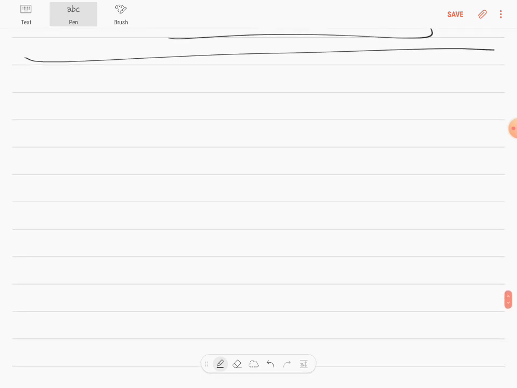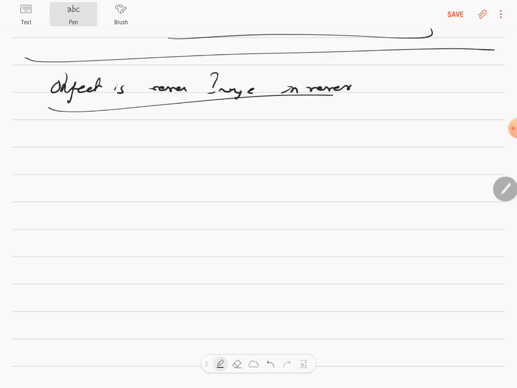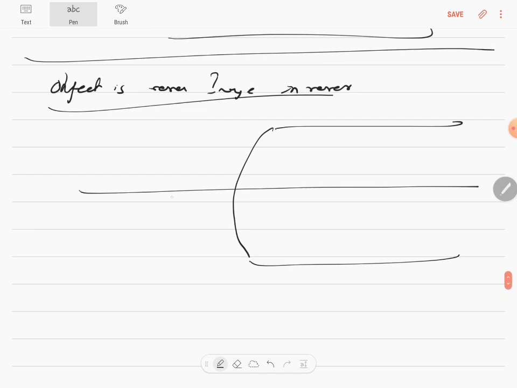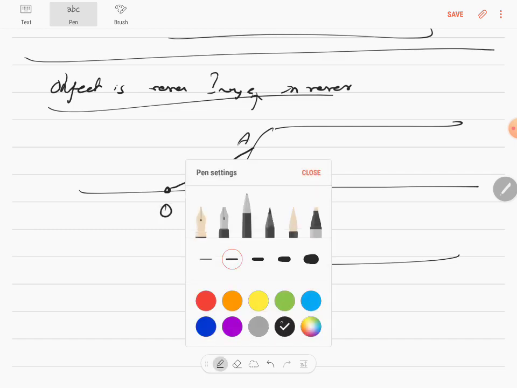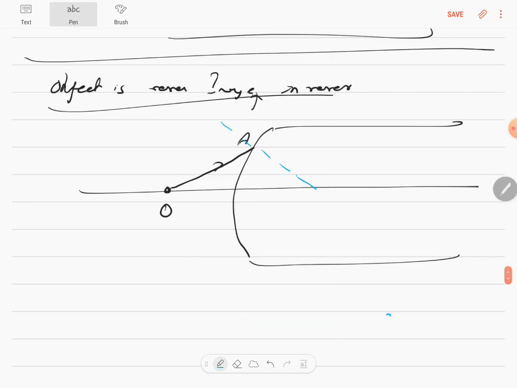So then that's the next part, where the object is rarer and image also in rarer, shows that it's going to be a virtual image. Okay, so then in that case you're going to draw the lens like this, the convex spherical refracting surface. But in order to get the image to be rarer, you have to draw the object closer. When you draw the object closer, this is where your point of incidence is. You're going to join it with the center of curvature.